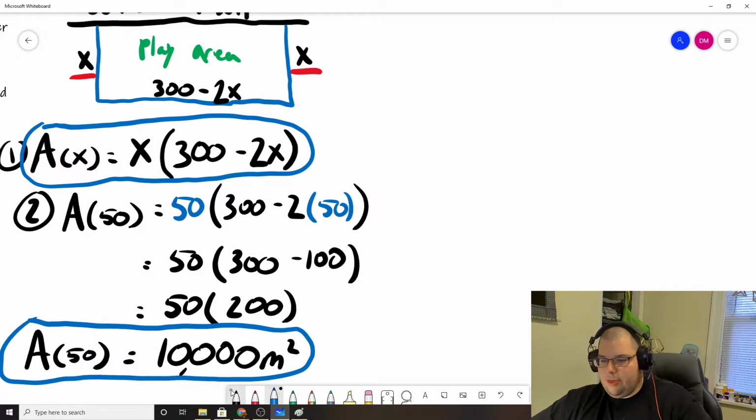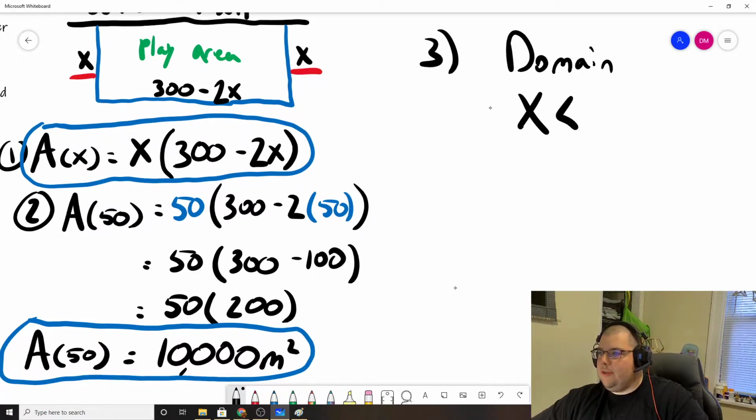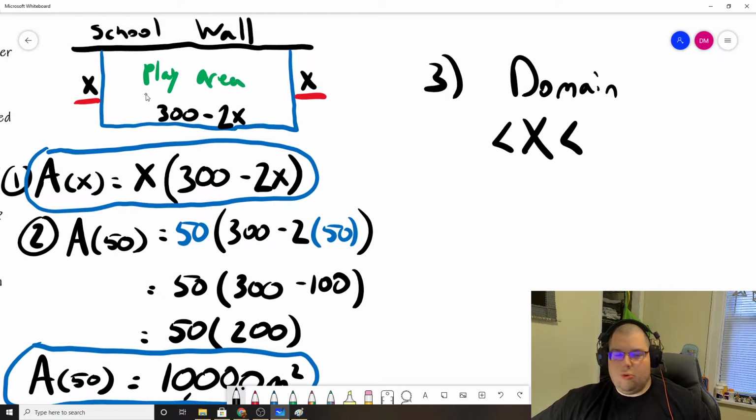So number 3, we want the domain. The set of x values that can go into our function, the set of x values that can be used. So I'm looking for the biggest x value and the smallest x value I can use. So x is a distance. It's the distance away from the school wall that I'm going with my fencing up here.